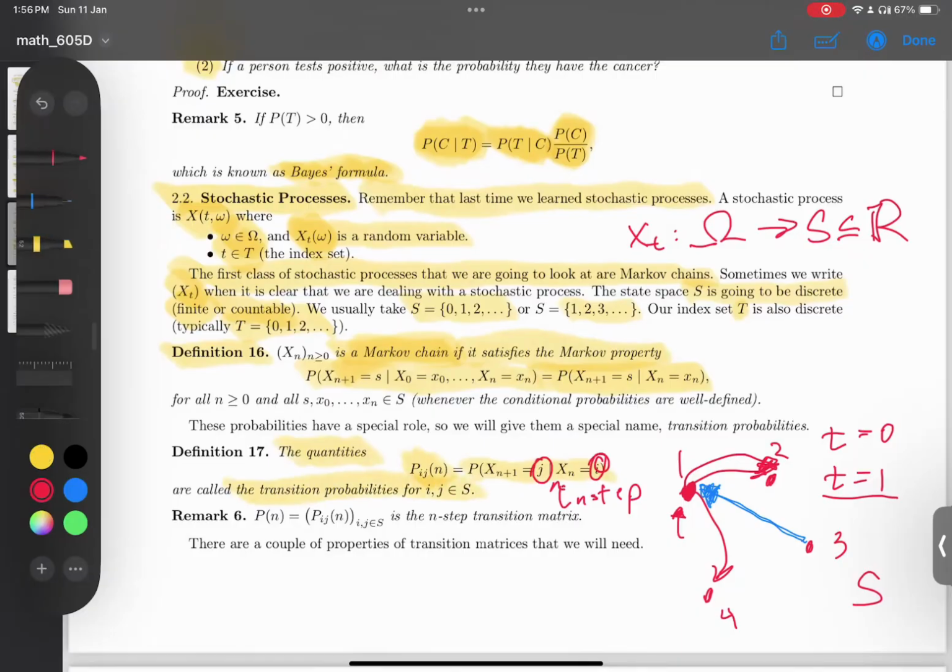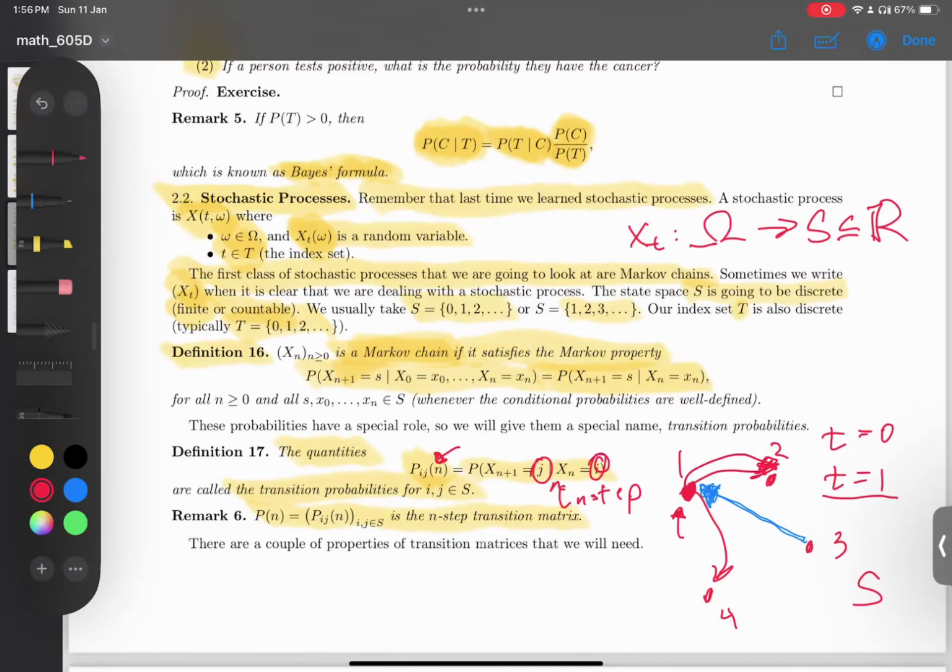And you can see this is a function which depends on n, because your probabilities at the nth step can either change or stay the same. And then what we can do is create the nth step transition matrix. For example, in this case, we have 4 steps.